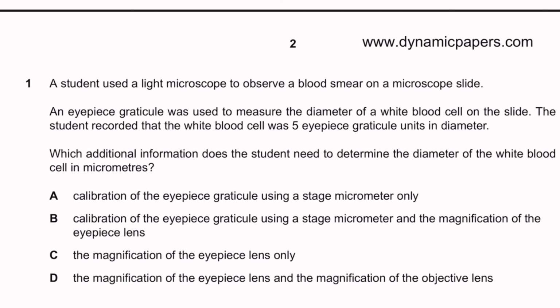Okay, to determine the diameter of a white blood cell, you have the eyepiece graticule units, but we need to know the length of the eyepiece graticule units themselves. To do that, we calibrate it using a stage micrometer, which is exactly A. B says calibration of eyepiece graticule using a stage micrometer and the magnification. Actually, magnification plays nothing into this, and so no, not magnification, and so 1 should be A.